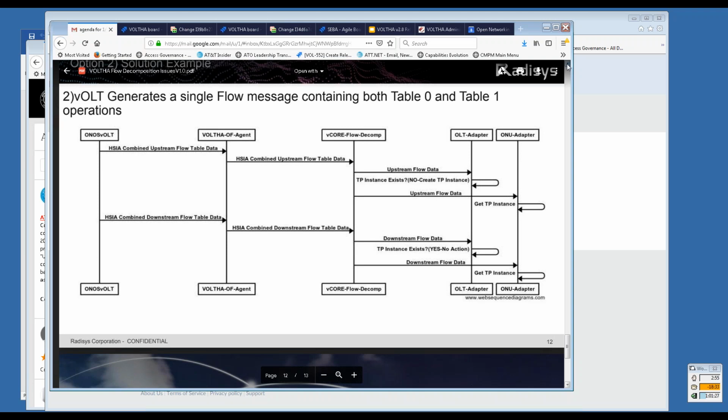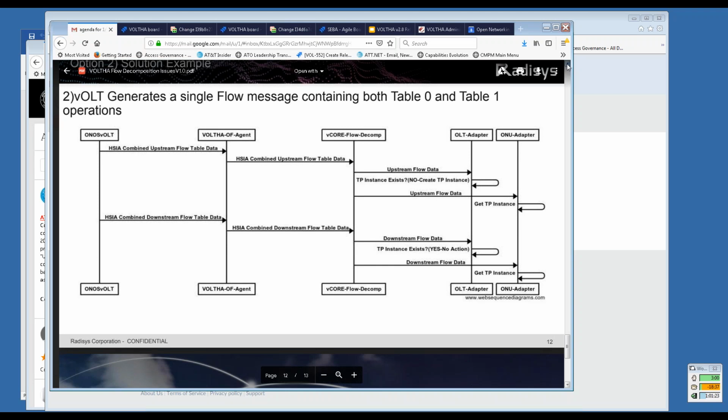Here the OLT generates a single flow message containing both table 0 and table 1 operations. So this is a single message for the upstream flow. It goes down to the vCore flow decomposer, and it sends the upstream flow to both the OLT adapter and the ONU adapter. This is just showing the OLT adapter creating the technology profile instance if it doesn't exist, and the ONU is using that once it gets the flow data.